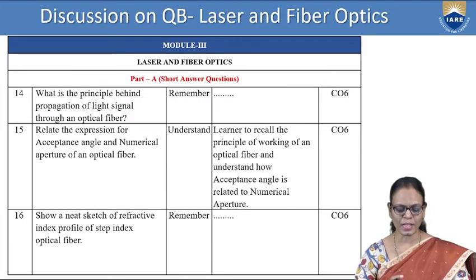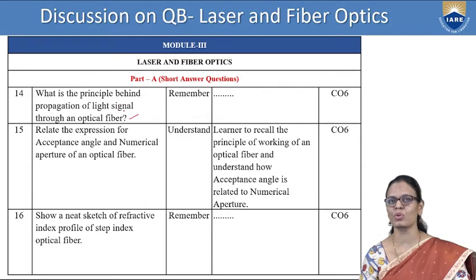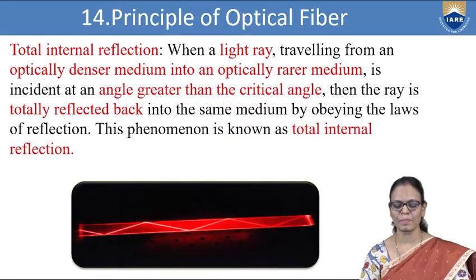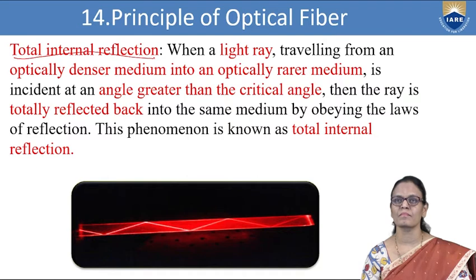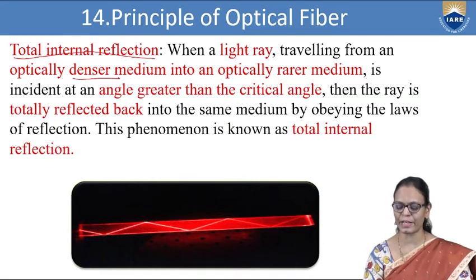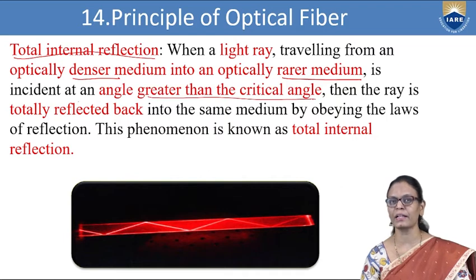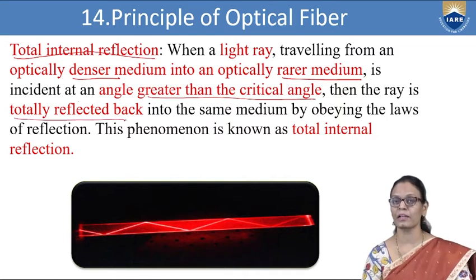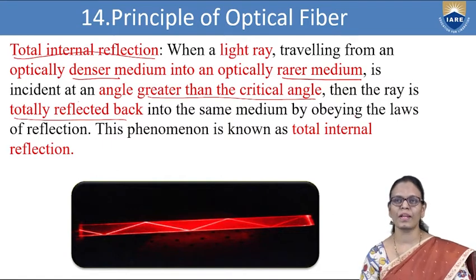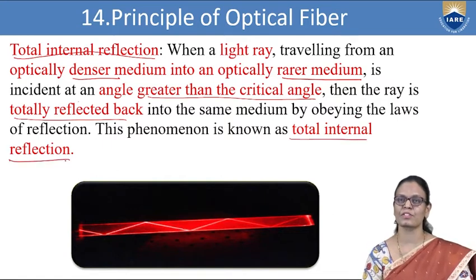Now coming to what is the principle behind propagation of light signal through an optical fiber. So we have come to optical fibers now from lasers. What is the principle here? The principle here is total internal reflection. So what is total internal reflection? When a light ray traveling from an optically denser medium to a rarer medium is incident at an angle greater than the critical angle, then the ray is totally reflected back into the same medium by the laws of reflection, and we call it total internal reflection. So the principle it follows here is total internal reflection.